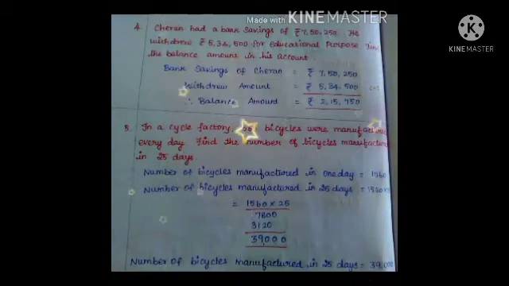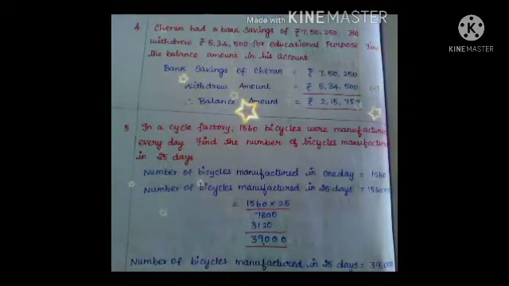0 minus 0 is 0, 5 minus 0 is 5, 2 minus 5, how much? So I will take the borrow. 12 minus 5 is 7. Here 9 is there. 9 minus 4 is 5. Here 4 is there. 4 minus 3 is 1. 7 minus 5 is 2. So the balance amount is 2,15,750. The balance amount in the account is rupees 2,15,750.